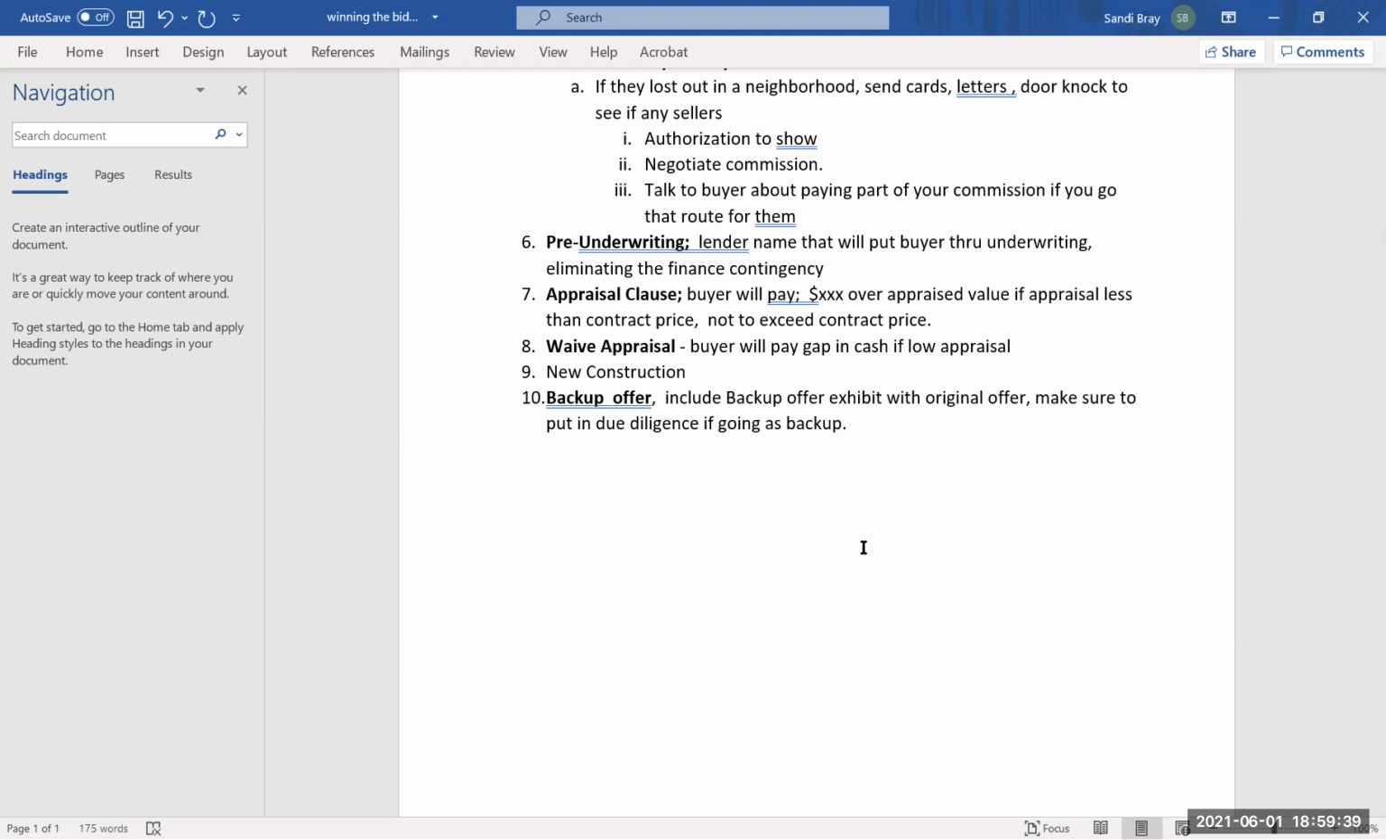And then the appraisal clause, you suggest 25 over if we're going to go that way? They can afford, but I would say a minimum of $2,500. They may not have to pay the whole thing because it may be right at the purchase price. That gives the seller a little something.